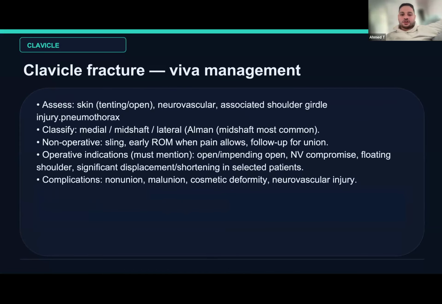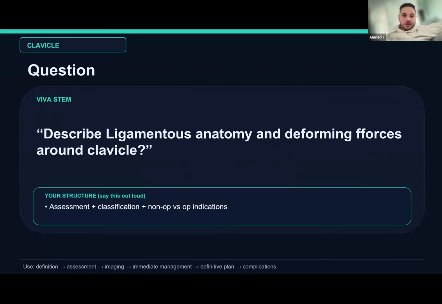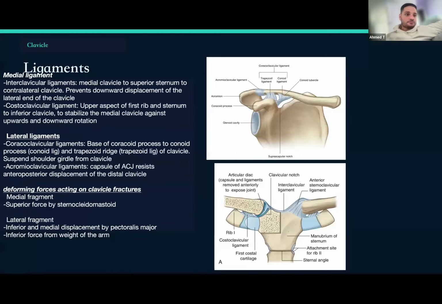So the indications are open or impending open injury, neurovascular compromise, floating shoulder, and significant displacement in selected patients, and the complications are non-union, malunion, and cosmetic deformity. All right, describe the ligamentous anatomy and the deforming forces around the clavicle.